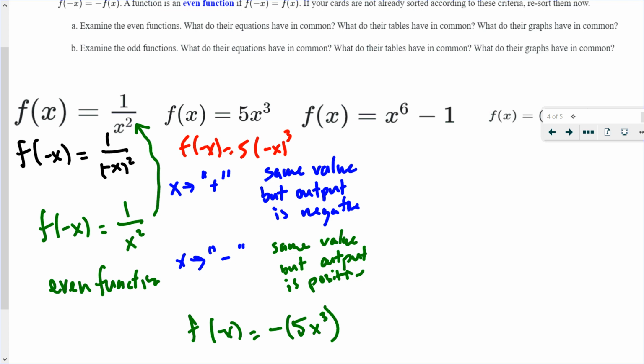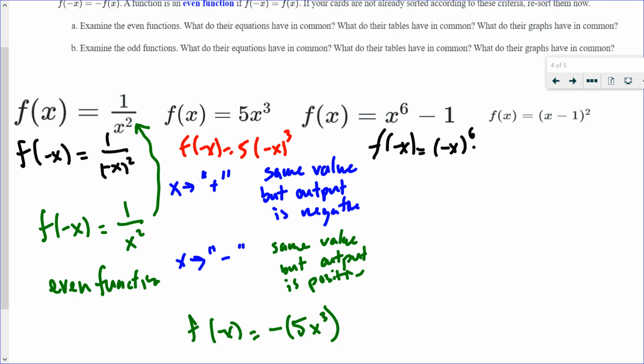We can try some more that maybe look a little more challenging. I've got an x to the 6th, so if I have f of negative x, it's going to be negative x to the 6th minus 1. Now, similar to when we had squared, when we take things to the 6th power, they're the same output as x to the 6th. So this is x to the 6th minus 1, even. I'm sorry, I forgot to call this an even function.